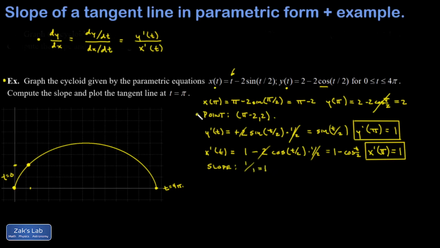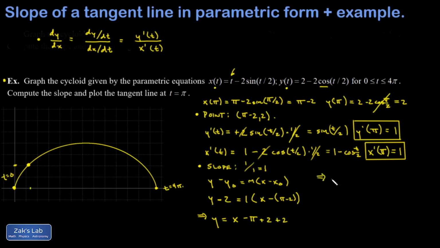So now I have the point this line is passing through, and I have the slope of the line. And I just plug into the point slope formula, and that gives me y minus 2 equals 1 times the quantity x minus the quantity pi minus 2. I'm going to clean this up and solve for y so I can input it in my plotting software. So I distribute the negative 1 across the pi minus 2 and then add 2 to both sides. And I've got something ready for my plotting software in slope-intercept form.